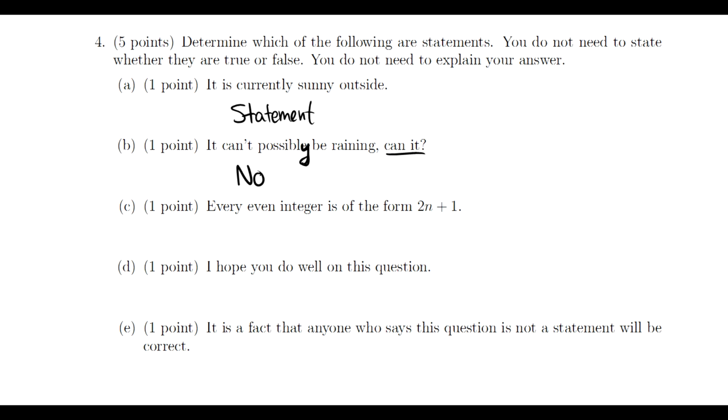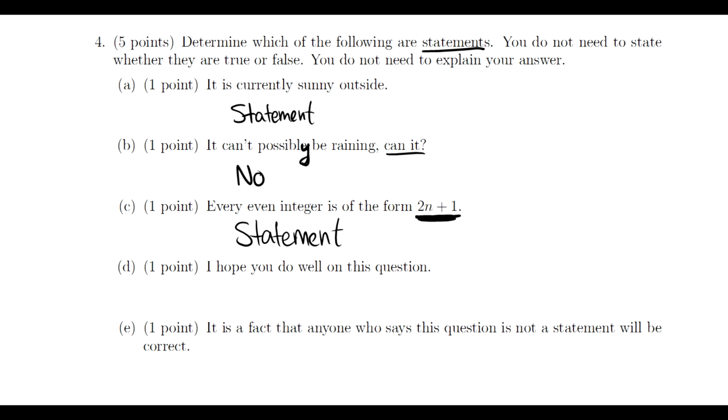Question C, every even integer is of the form 2n plus 1. This is a statement. This is a false statement. And the reason I put this question on is because this might trip you up, because you're saying, hold on, even integers are not of the form 2n plus 1. But it doesn't matter because it's a statement. I'm not asking whether the statement is true or false. I'm asking what statements are. So that's why this question is on there, so that you know what I'm asking and you're answering the right question.